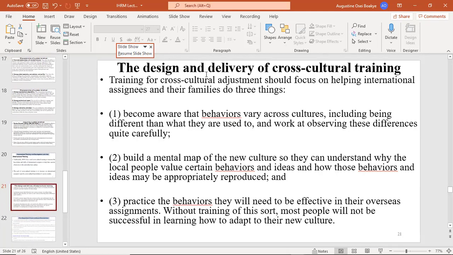The design and delivery of cross-cultural training. The training for cross-cultural adjustment should focus on helping international assignees and their families to do 3 things. The first one is that we should be able to assist them to become aware that behaviors vary across cultures, including being different than what they are used to, and work at observing these differences quite carefully.